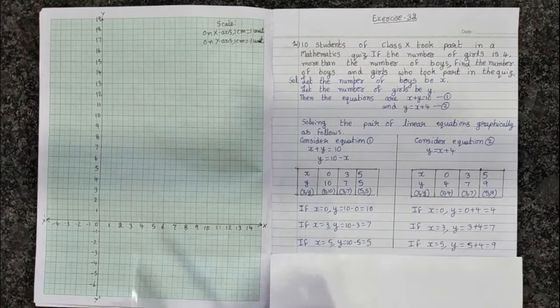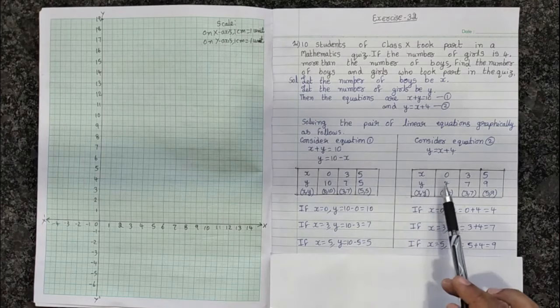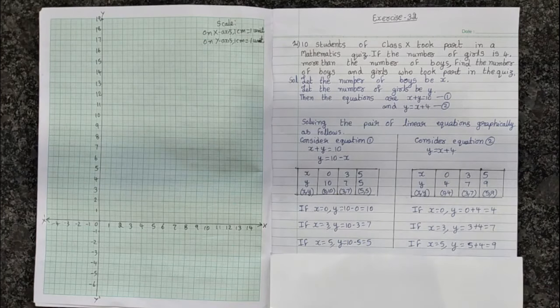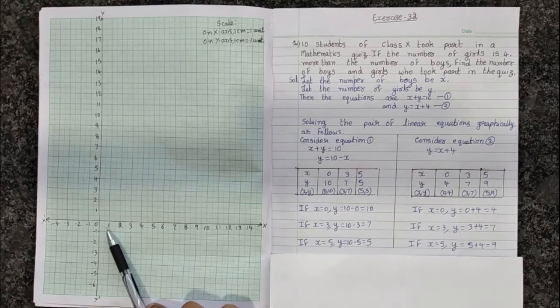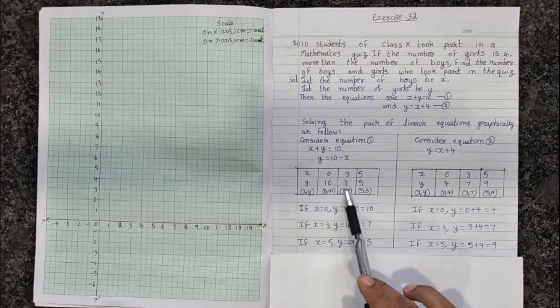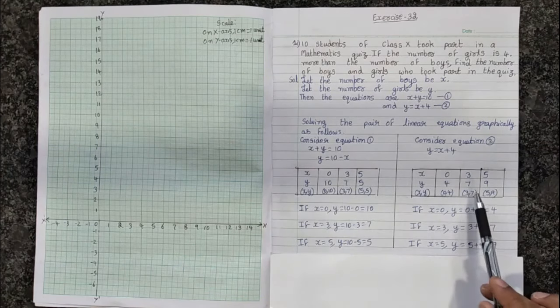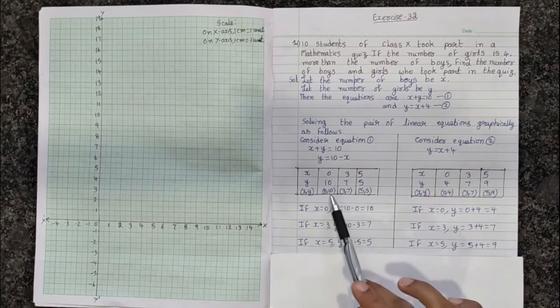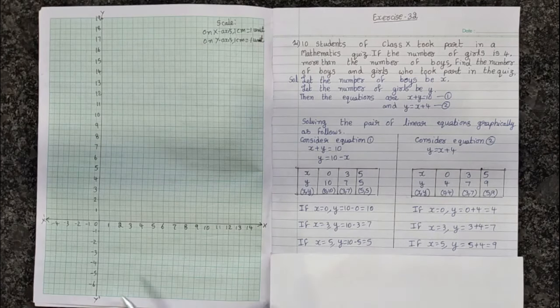So let me observe your x scale: 0, 3, 5. If you have 5 points on the x-axis, it's enough. So I have taken 1 centimeter is equal to 1 unit, right? Now on the y-axis, 10, 7, 5, 4, 7, 9 I got. So up to 10 is enough. On the y-axis I have also taken 1 centimeter is equal to 1 unit.